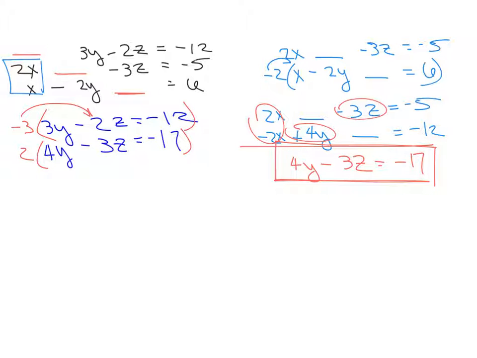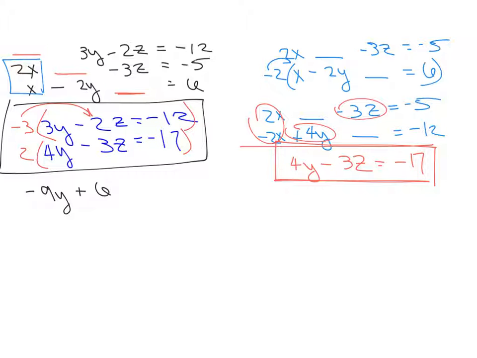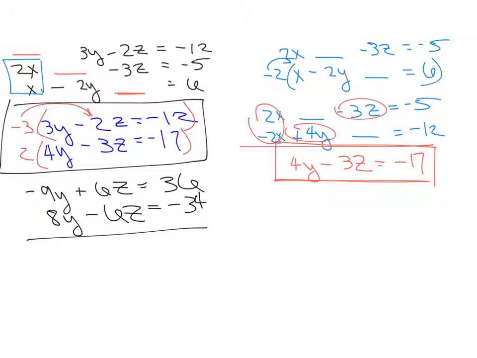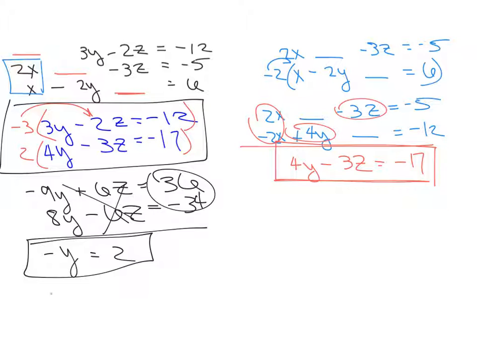Alright, so let's take this whole thing and rewrite it right below. Negative 9y plus 6z equals positive 36, negative 3 times negative 12. Here I'm going to get an 8y minus 6z equals negative 34. Add those together. I get a negative y, those cancel, equal positive 2. And because I don't want this to be written as negative y, I change it to a positive and change this side to a negative. So there is my y value that I just found.